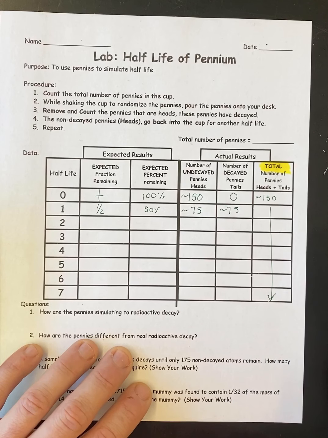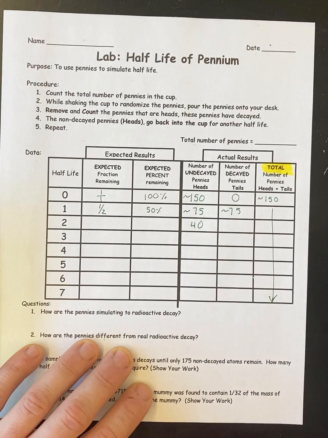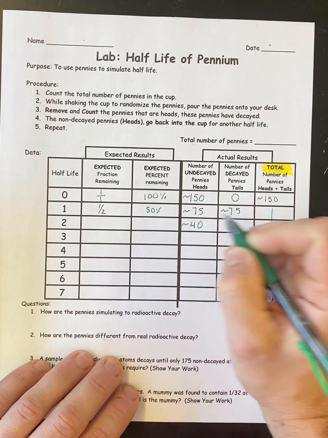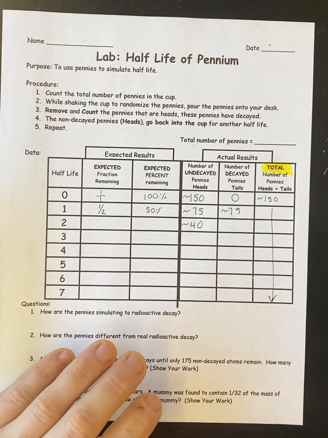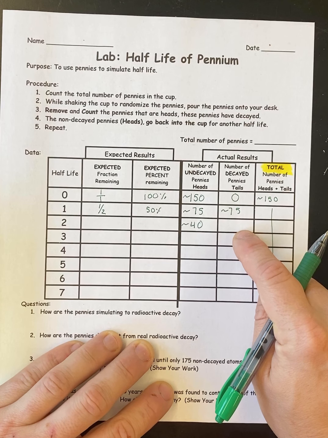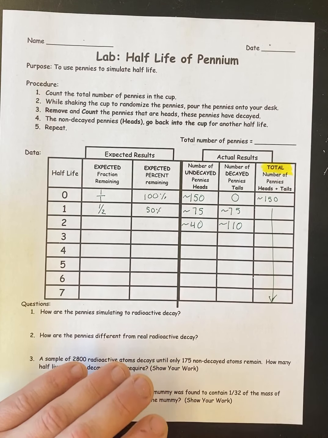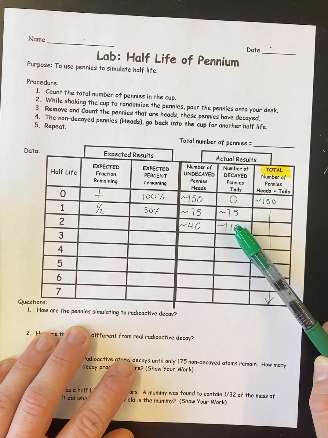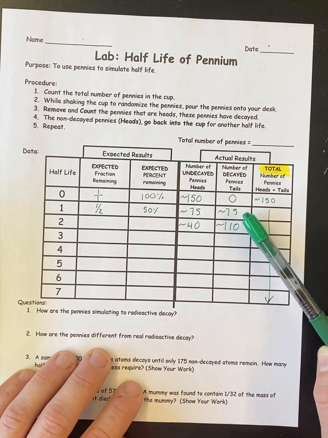So let's say now you have 40 heads, or undecayed pennies, left over. Again, these are approximate numbers. I don't know your exact numbers. Your tails pile is not going to be 35. That's a common mistake. It's actually going to be 110, because 35 out of the 75 went tails, but there were also 75 tails from the previous run, and so they got added together.